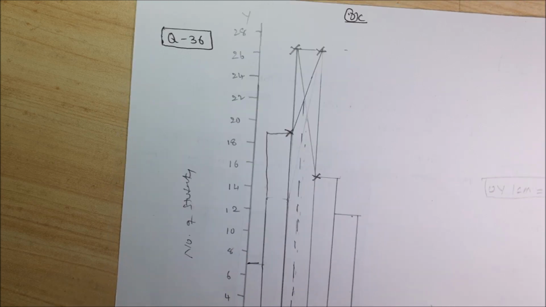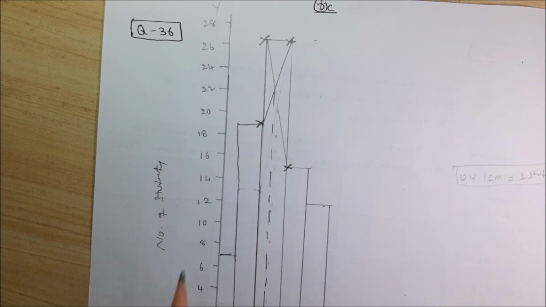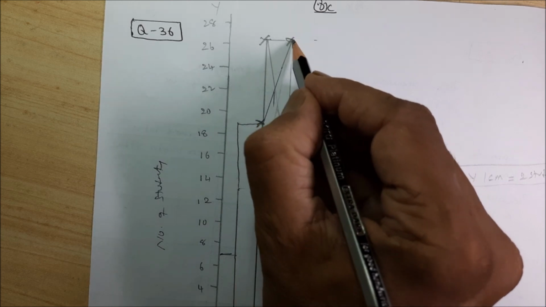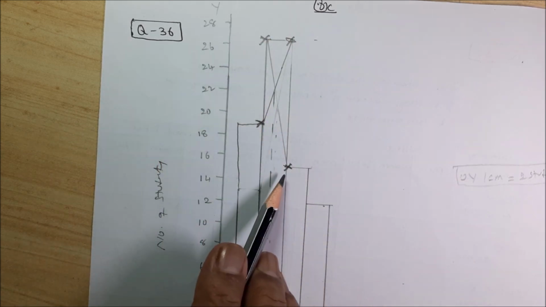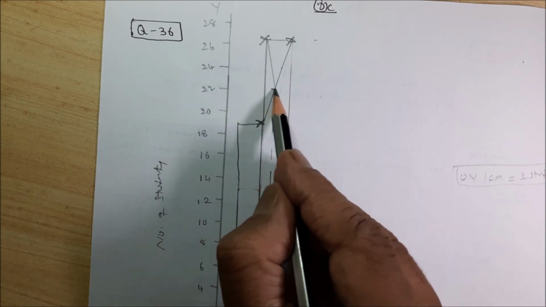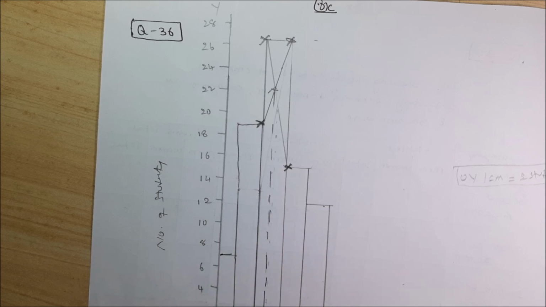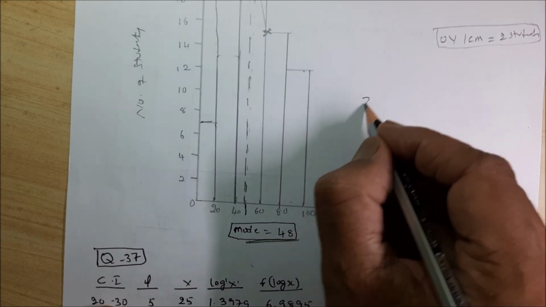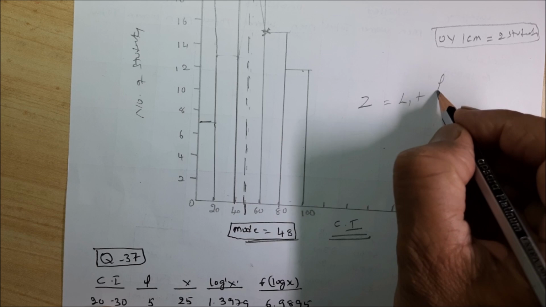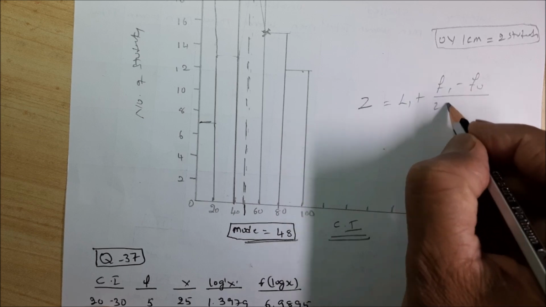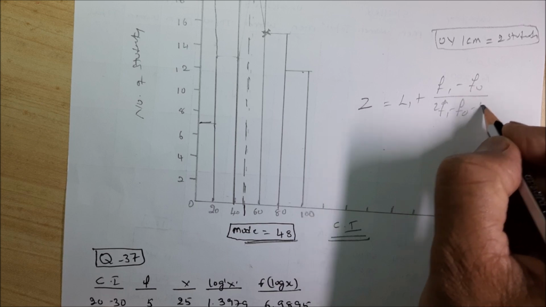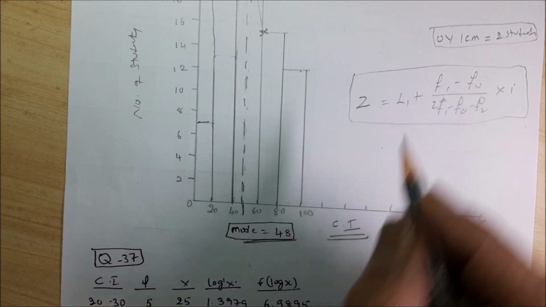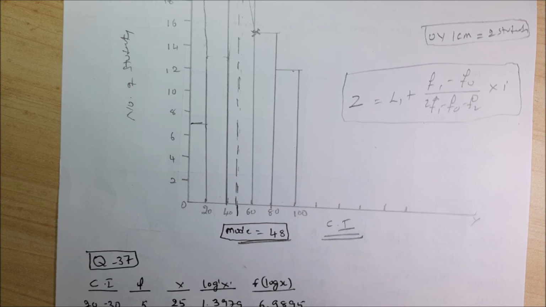When you have marked all these, take the highest block, and join from here to here and from here to here. From this point, if you draw the line, mode is equal to 48. You can verify this with the formula: L1 plus (F1 minus F0) divided by (2F1 minus F0 minus F2), into i. If you apply the formula, you will get the same answer, mode is equal to 48.